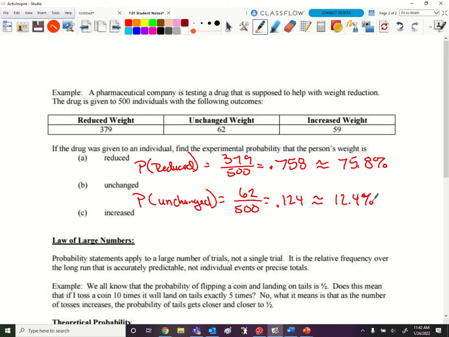Now the increase is P of increase. It's going to give me 59 over 500, which is going to give me 0.118, and 11.8%. So if you have your calculators in front of you, you can calculate those, and they are rounded.